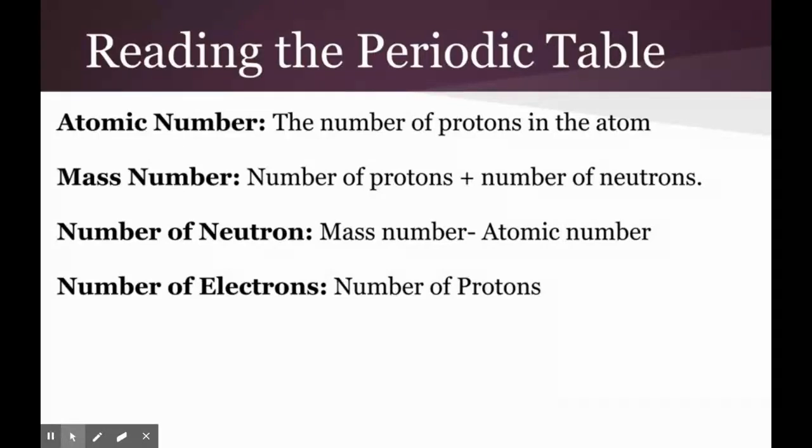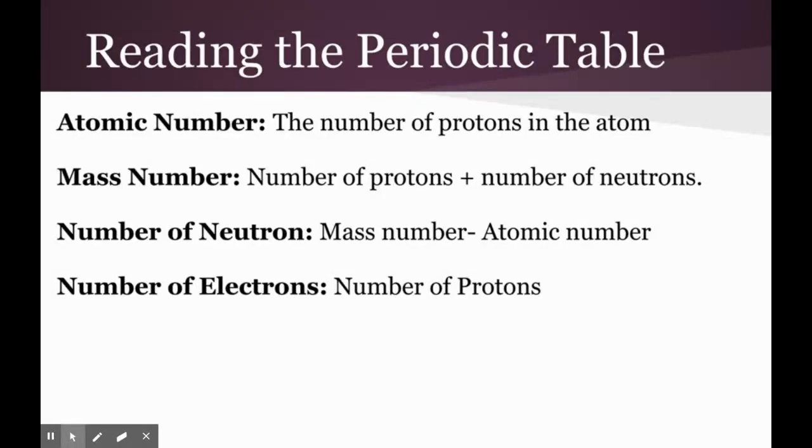Now the mass number is going to tell us the number of protons plus the number of neutrons. In theory, if we're adding the number of protons plus the number of neutrons, the number should be a whole number because you cannot have partial protons or partial neutrons within an atom. However, the mass number that you're going to see on the periodic table will be a decimal. We'll get into why that is in just a few minutes, but just know that the mass number is going to tell you the number of protons plus the number of neutrons.